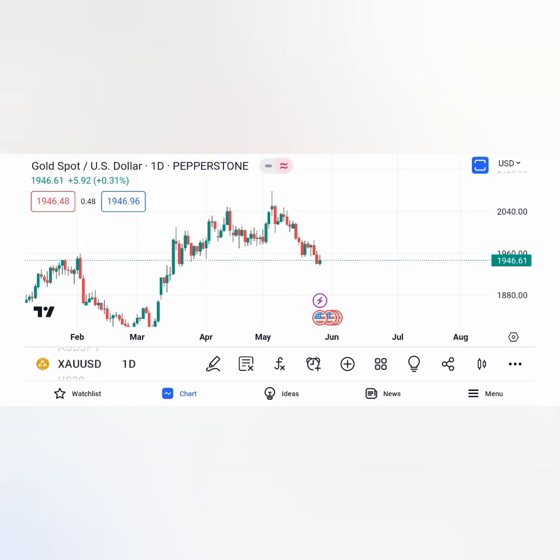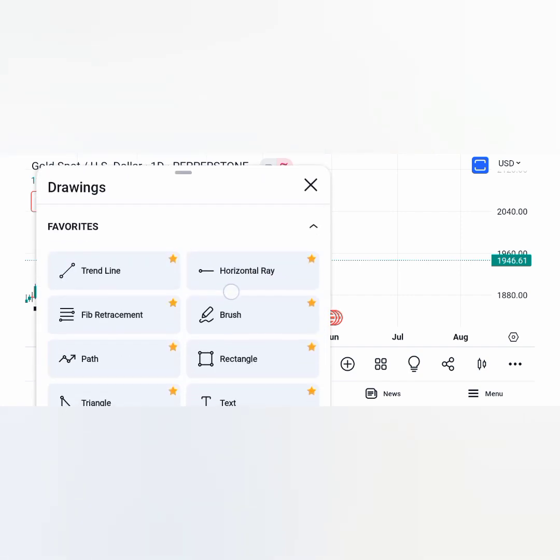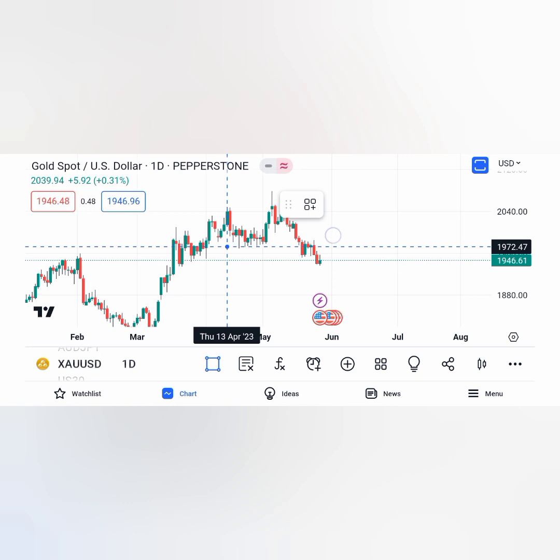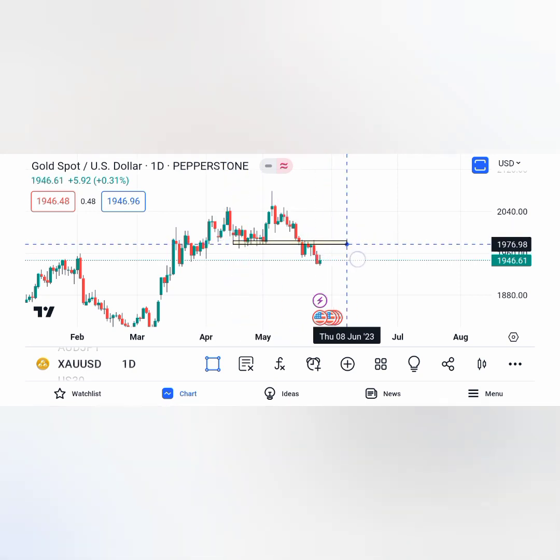So now on gold, we can see that gold is in a downtrend on the daily time frame. Now we can spot a key level here, a key level at this very point.